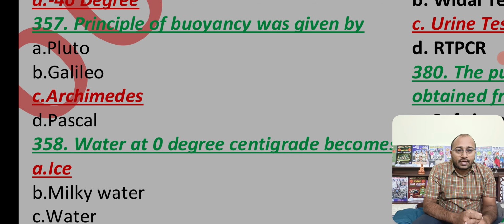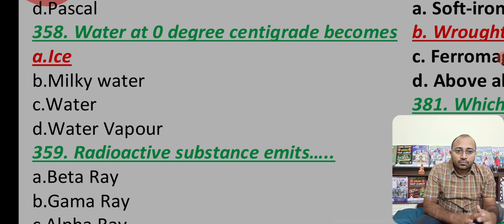You should know about Galileo Galilei. He invented the telescope. You can go through Pascal also. He identified the pressure of the gas.